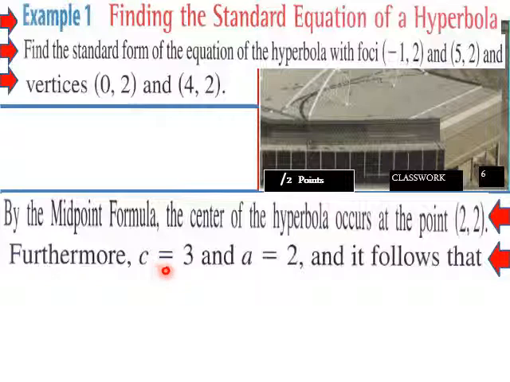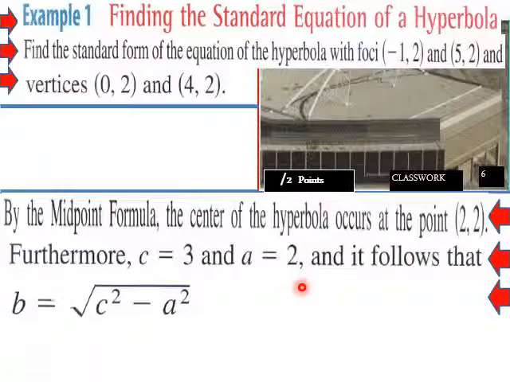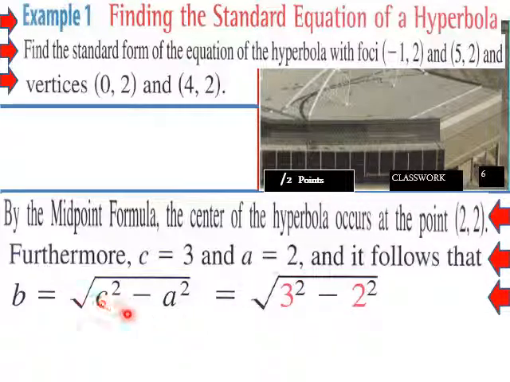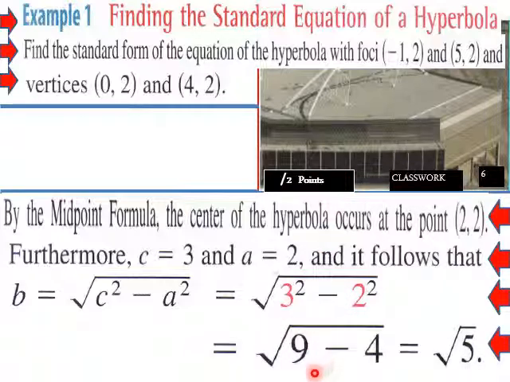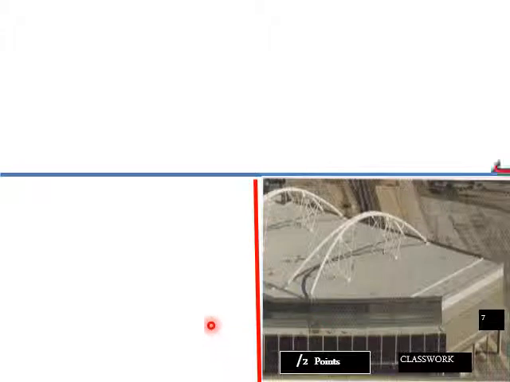Furthermore, c equals 3 after using our formula for finding c, and then a would equal 2. It follows that b would equal the radical of c squared minus a squared. Plugging in our values, 3 squared minus 2 squared, if c equals 3 and a equals 2, that comes out to radical 9 minus 4, which is radical 5. So our b would equal radical 5. And this is just doing it analytically without a diagram.